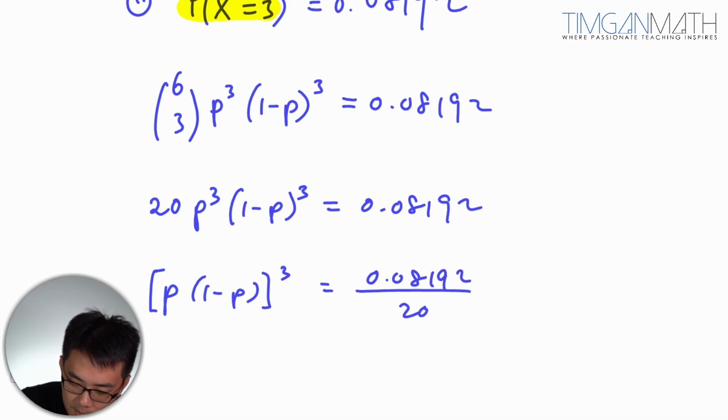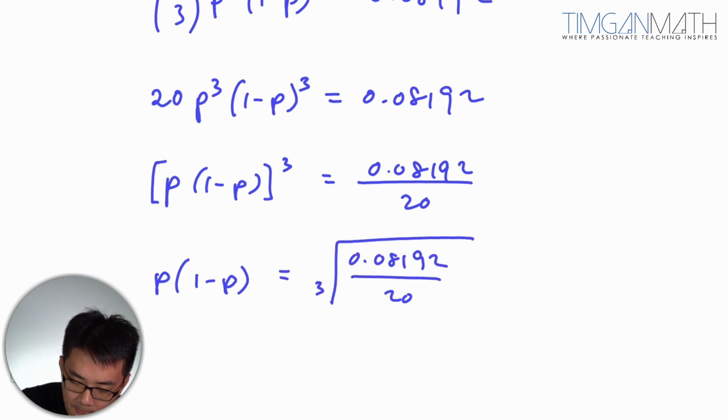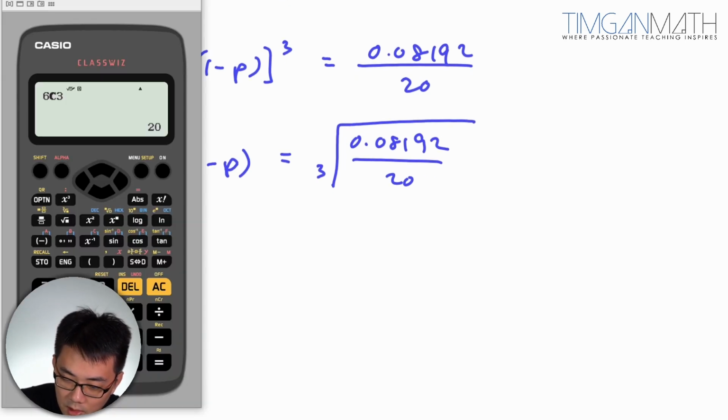divided by 20. So what we're going to get is p(1 minus p) is actually, okay, key in the calculator, should be okay. That will be your answer then. Cube root of 0.1, then that would be 4 over 25. Okay.